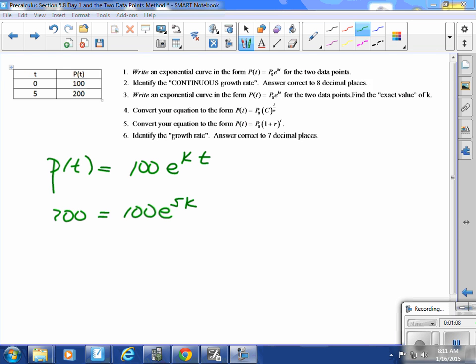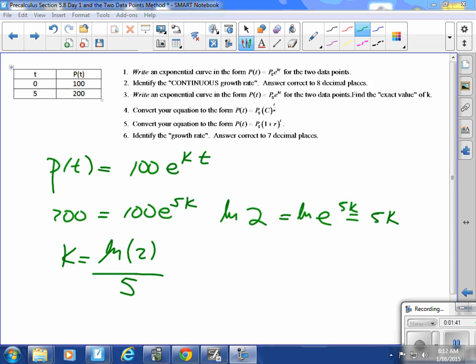What do I have to do to solve for k? Greg, what's the first thing you would do? Divide by 100. That would leave me with 2 equals e to the 5k. Now what? Take the natural log. Well, what is the natural log of e to the 5k? So I'm one step away. How do I solve for k? Divide by 5. Turns out that k is the natural log of 2 divided by 5.